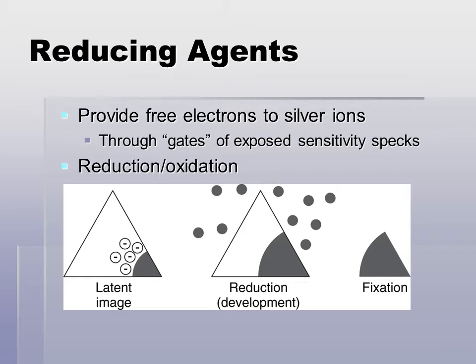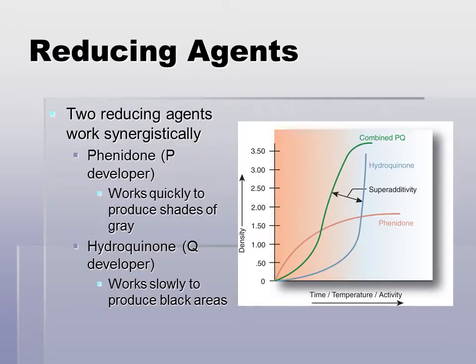Reminder, again looking at that cubic lattice that we discussed in the chapter before, that the negative electrons are on the exterior and the positive are on the interior surfaces of that cubic lattice. Reducing agents neutralize positive silver ions. So again, let me say that. Reducing agents neutralize positive silver ions.